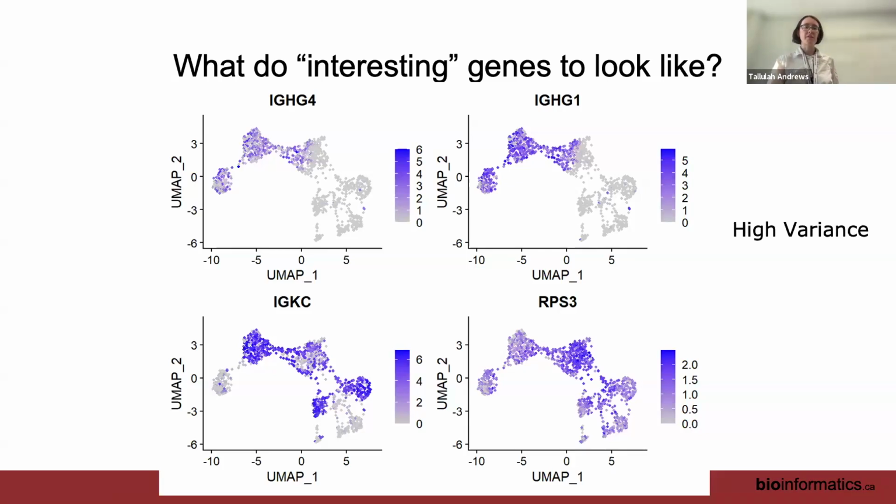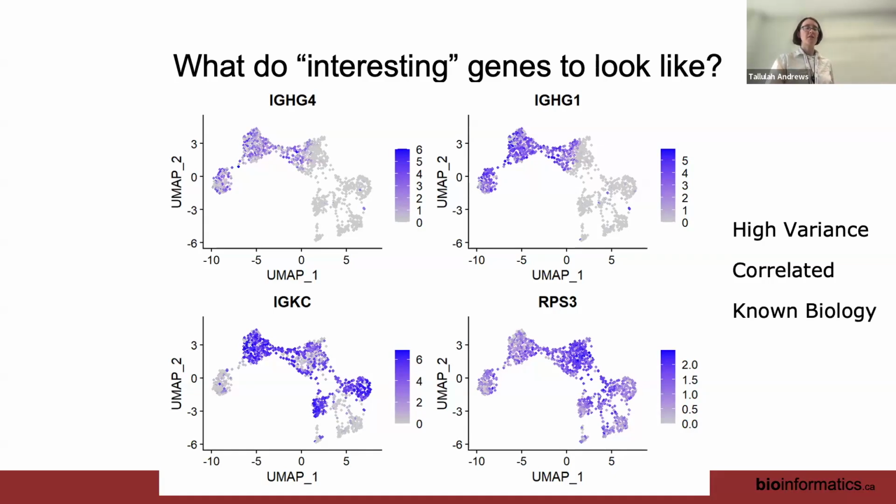One of the ways they're different is that they have a high variance across the cells compared to the housekeeping gene. They're also often correlated with each other. IgHG4 and IgHG1 are highly correlated with each other in this case.